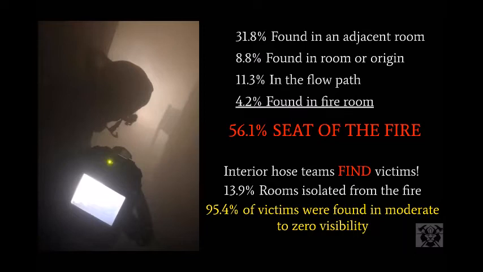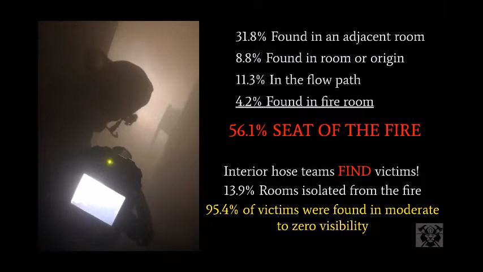And again, we find out that 4.2% are found in the fire room. And you find the seat of the fire 56% of the time. It's important. You've got to find the fire, whether it's the main body of fire, or you're going to find other fires from potential extension.